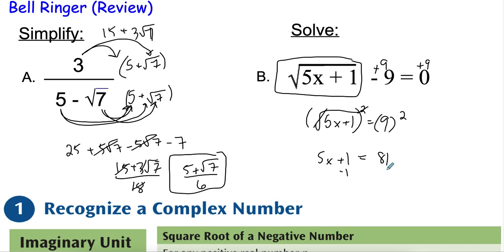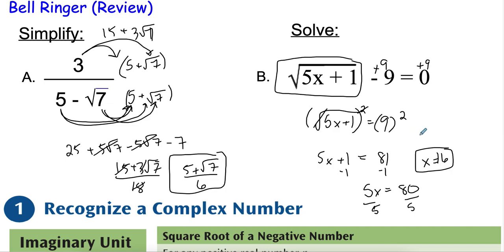And now we just work to simplify like normal. So 5x on the left, we move that one over, and we have an 80 on the right. And then divide both sides by 5, and we get x equals 16. And we can double check that if we want to. So you would check that by plugging that back in there. Okay?